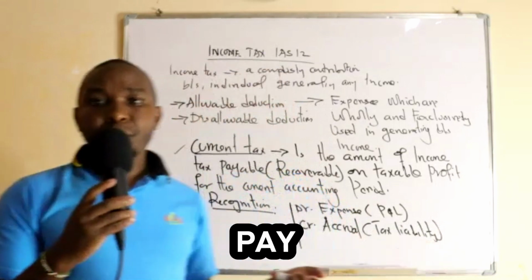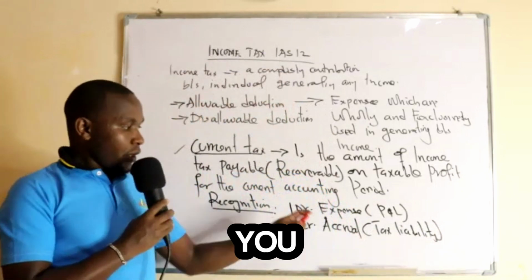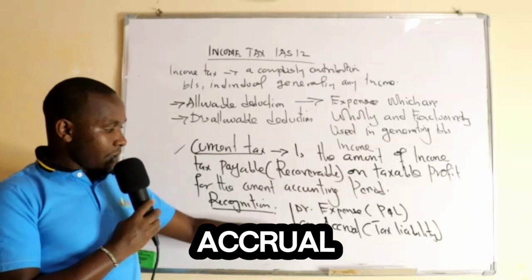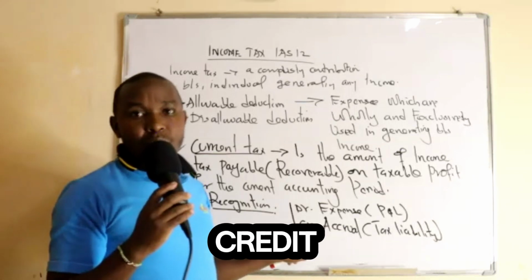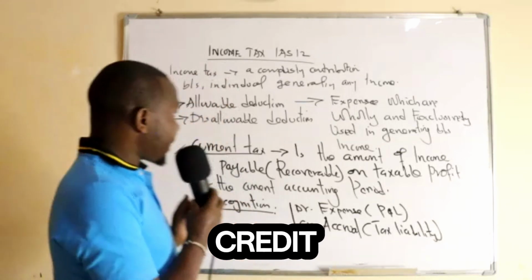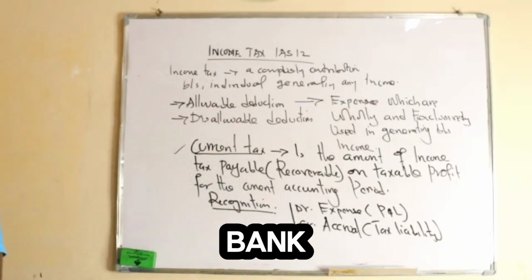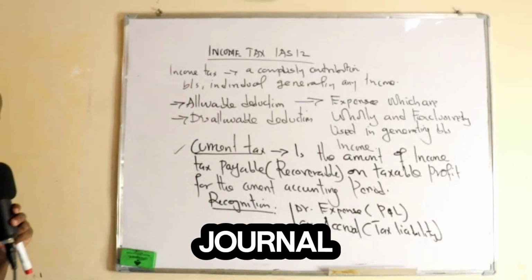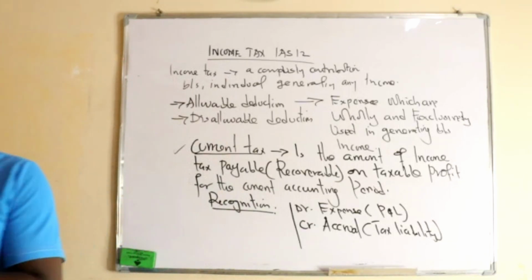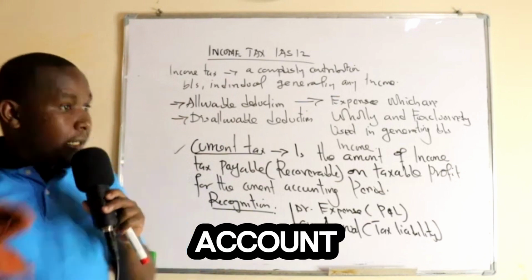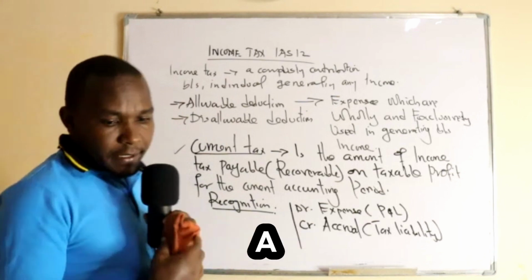What about if you pay? You debit the accrual account, you credit the bank. So those are the journal entries for current tax.